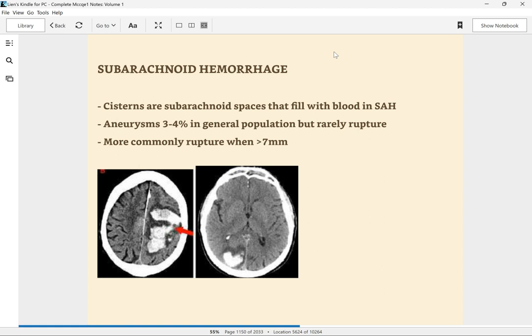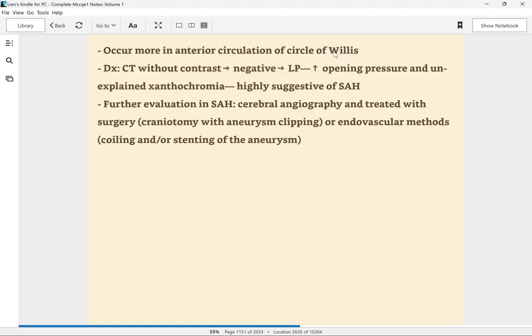Subarachnoid hemorrhage. Cisterns are subarachnoid spaces that fill with blood in SAH. Aneurysms occur in 3 to 4% of the general population but rarely rupture; they more commonly rupture when larger than 7 mm. They occur more in the anterior circulation of the circle of Willis.